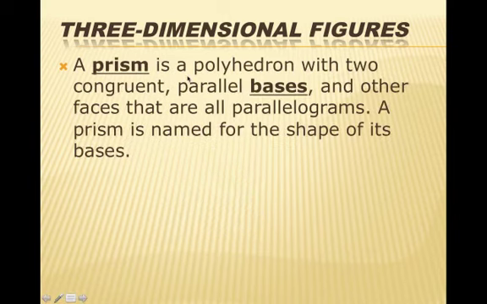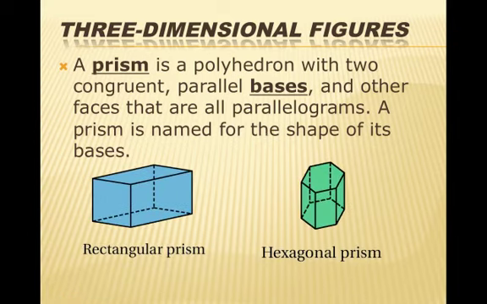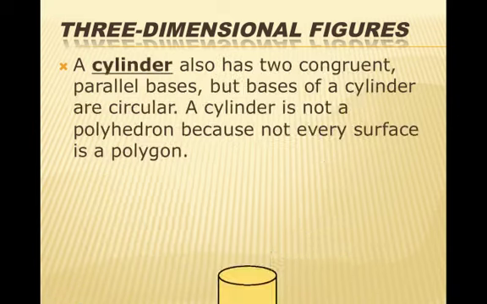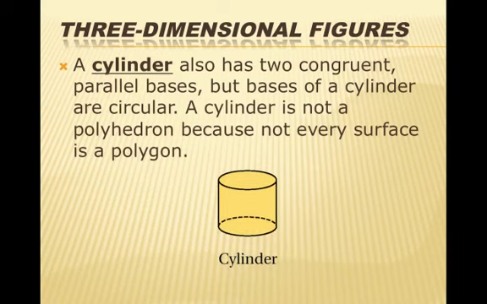A prism is a polyhedron with 2 congruent parallel bases and other faces that are parallelograms. A prism is named for the shape of its base, same thing as a pyramid. So that's a rectangular prism. You can see that's a hexagonal prism. We saw one earlier that was a pentagonal prism. And then there's a cylinder. It has 2 congruent parallel bases, but of course these are circular. So again, this wouldn't be a polyhedron because not every surface is a polygon.